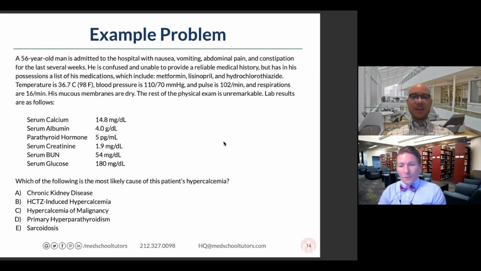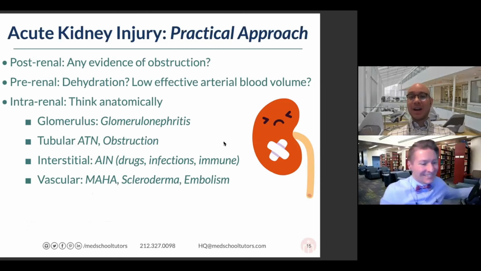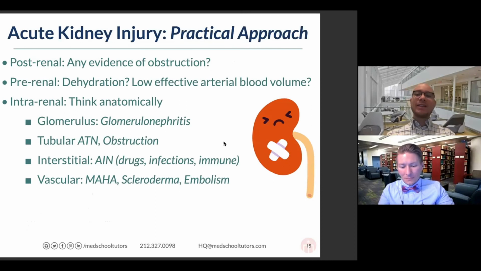Awesome. Cool. To round out our whirlwind tour of the BMP, we'll discuss acute kidney injury and really take a practical approach and an algorithmic approach. And so this is one of the first schemas, and I'm obsessed with schemas, that I ever learned, and it's something that has just been drilled into me over the course of training. And that is the pre-renal, post-renal, intrarenal framework.